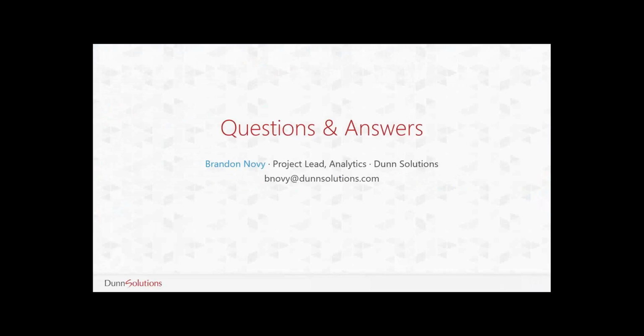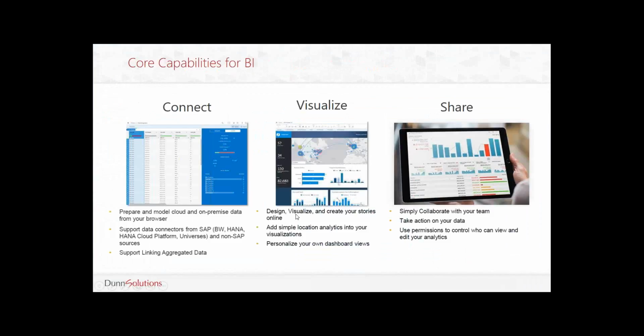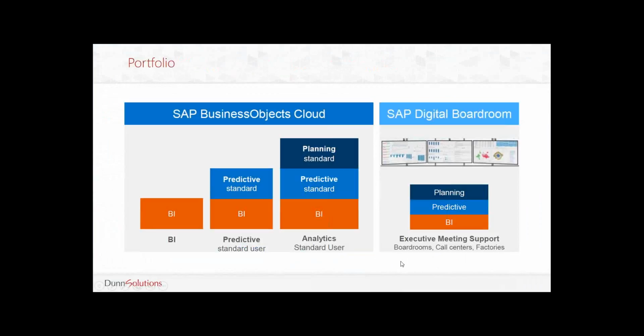Next we have, can I subscribe to a BI Plus planning license without Predictive? Let me go back to that screen. So if you do need a planning license, which is the analytics standard user, it does come with Predictive. So when you subscribe to planning, it does come with Predictive and business intelligence. It's all rolled into one.